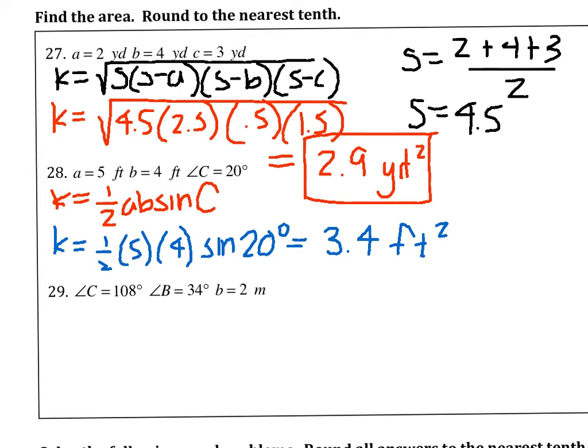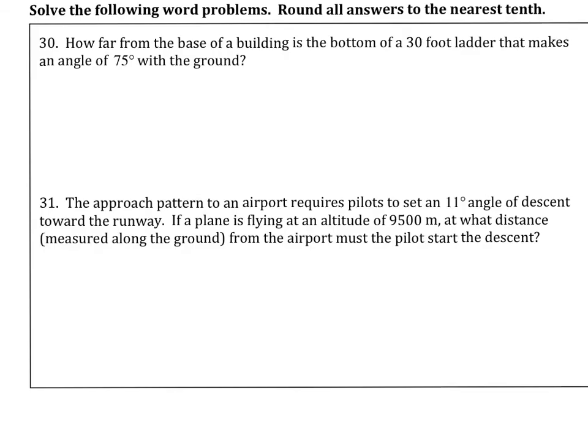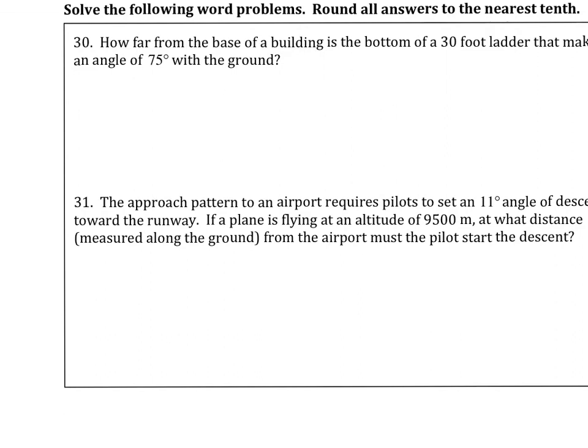So now we're going to go ahead and move on to the word problems, and I'm actually going to go through every word problem. The word problems will be like this, where we're not quite sure, is it a right angle, or a right triangle or a non-right triangle. So we really need to pay attention to the problem. This one says, how far from the base of a building? So I'm going to go ahead and draw a building.